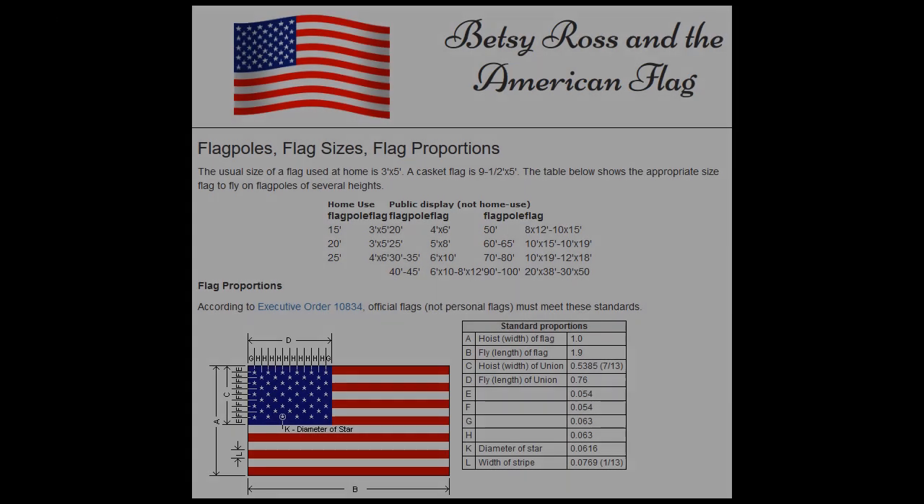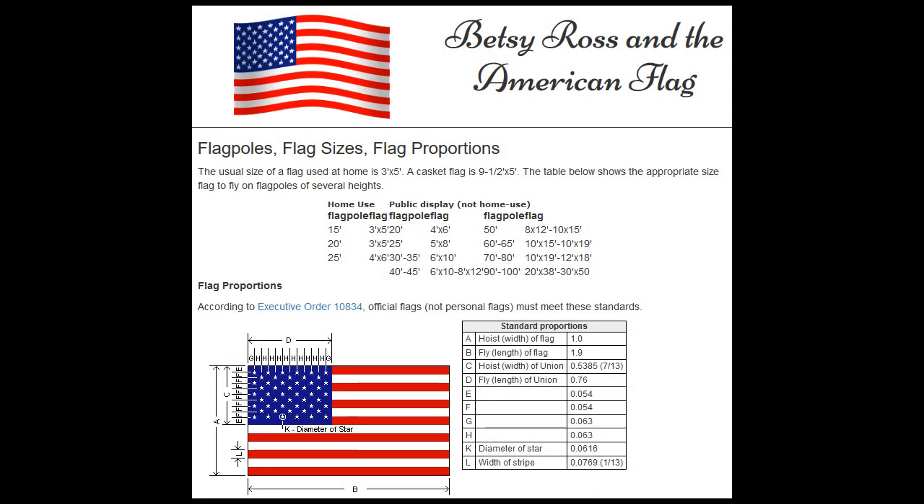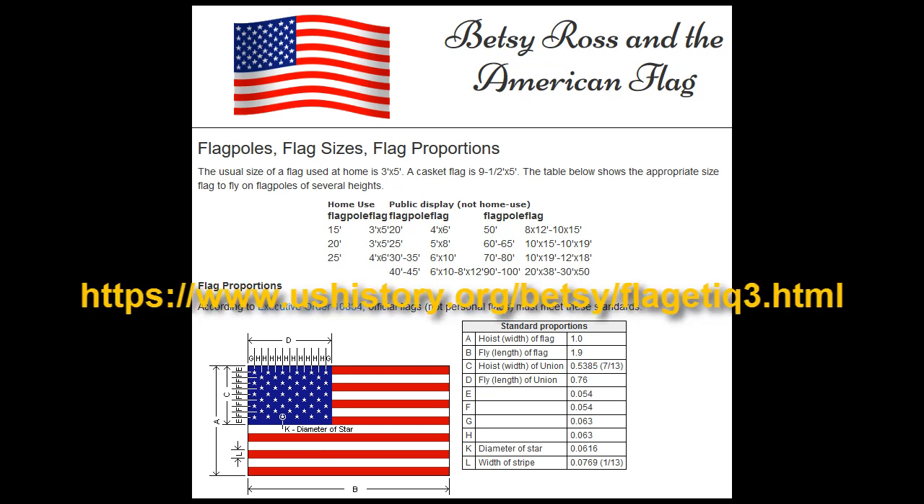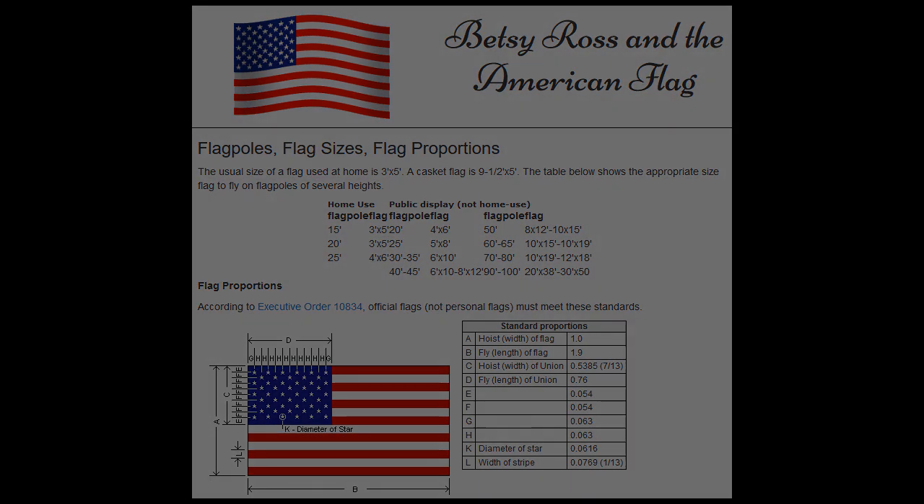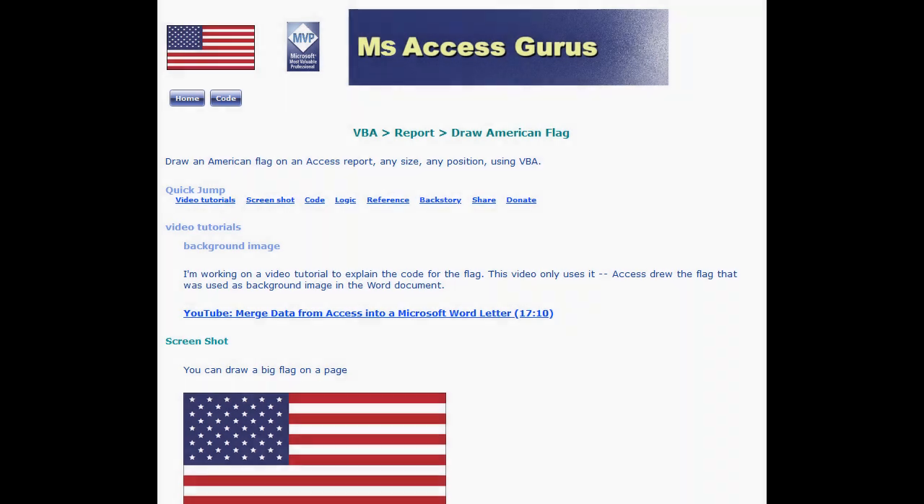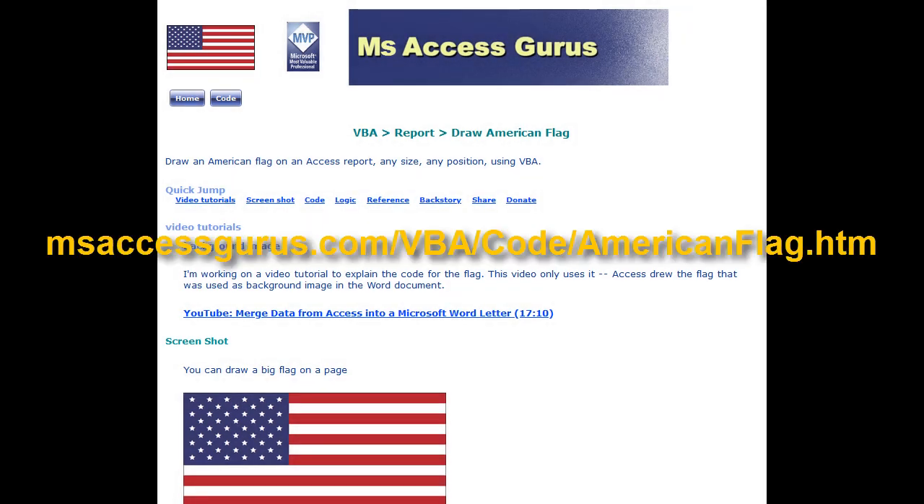Let's review the code to do this. First, we need dimensions for the flag so we can be accurate. I got measurements from ushistory.org, and I've put the link in the video description as well. You can also download this code from msaccessgurus.com.